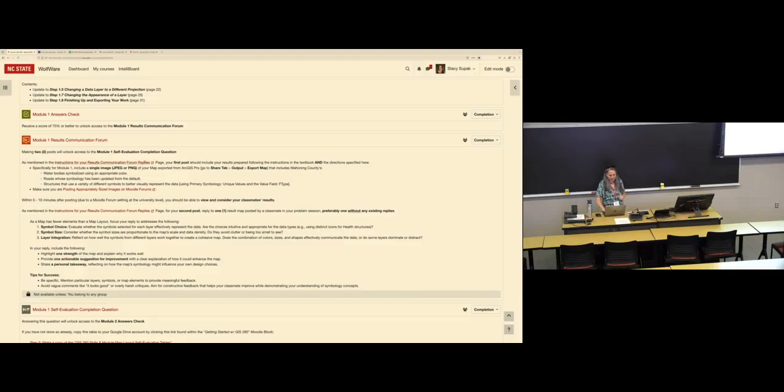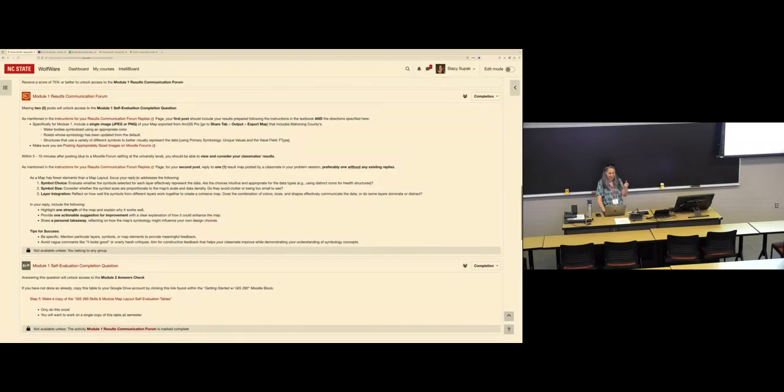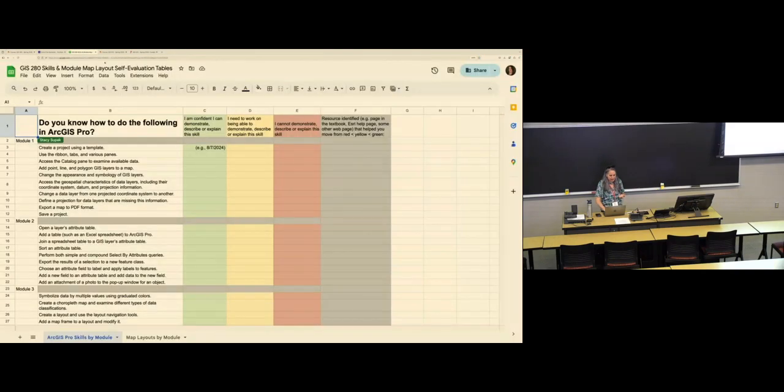And then the final part of this, and this is something that I got directly from Lisa years ago, was the idea that I need to have a place for them to go and do a reflection. And since this is a very skills-based class, what I did was I developed a Google Sheet that they copy at the very beginning of the semester.